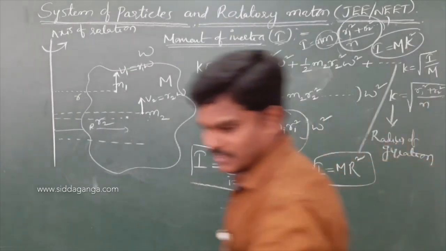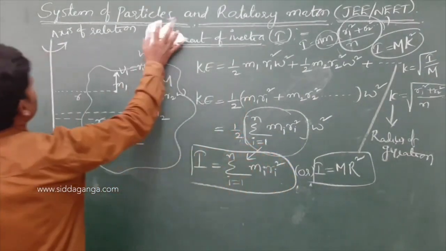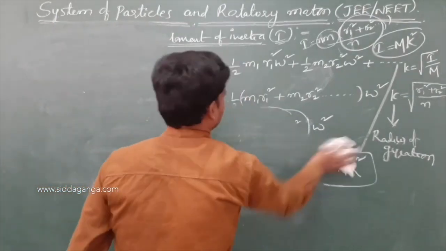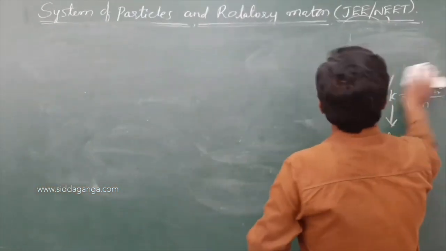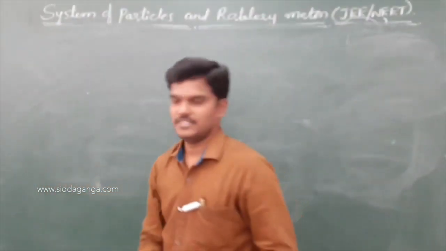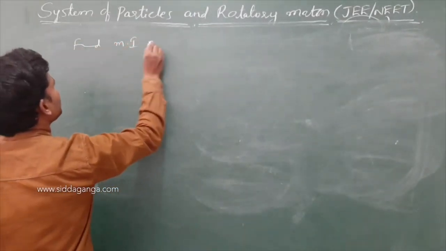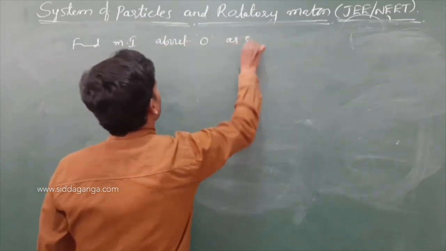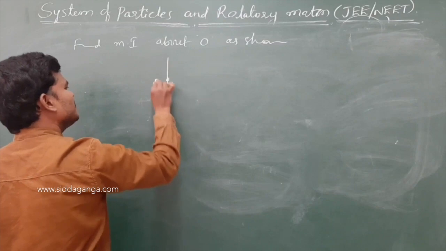Now see some basic problems related to the moment of inertia. Let me continue with some easy-level questions to understand the moment of inertia. My target is to solve some problems related to moment of inertia. So let us see some easy-level questions. Find the moment of inertia about O as shown in the figure. They have given this diagram, and this is the origin.